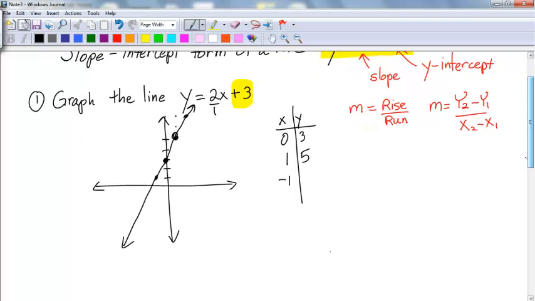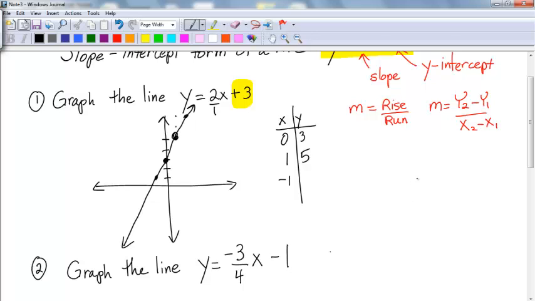Okay, let's try another one. If they say to graph the line y equals negative 3/4 x minus 1, if we graph that, you always graph the b value first. So it's going to cross the y-axis at negative 1. So go down on the y-axis and put a point.